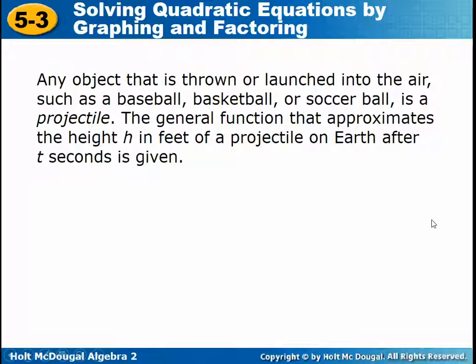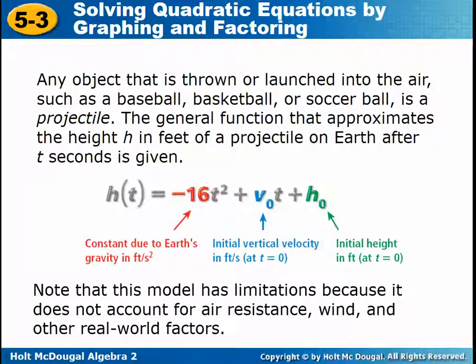All right, there is an application problem that says any object that is thrown or launched into the air, such as a baseball, basketball, or soccer ball, is a projectile. The general function that approximates the height h in feet of a projectile on Earth after t seconds is this. So this is taking gravity into account, and the velocity that you kick the ball at or throw the ball at, and your initial height. So if you're starting at ground level, or if you're up in the air, standing on something, or if you're 5 feet up because that's where your arm is when you throw it.